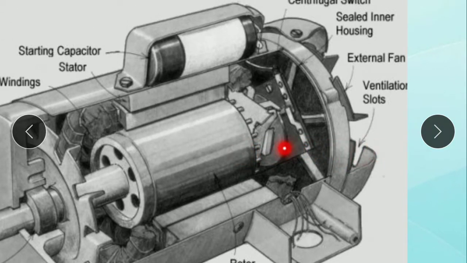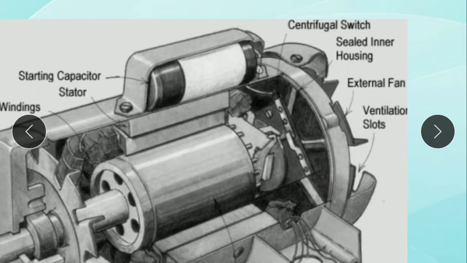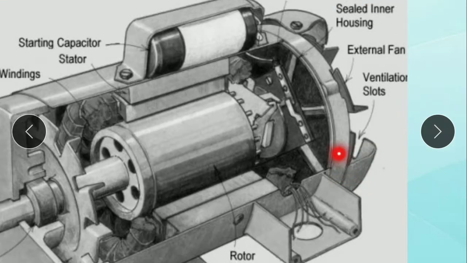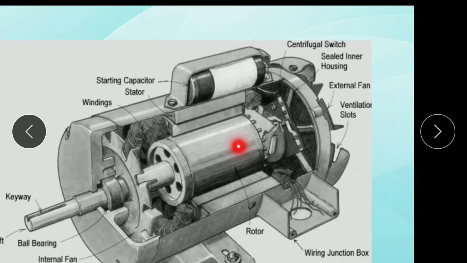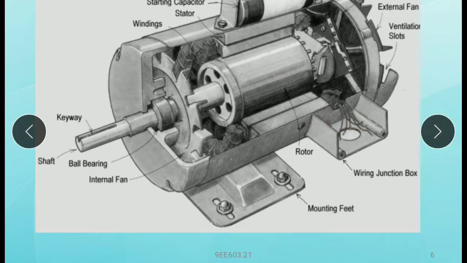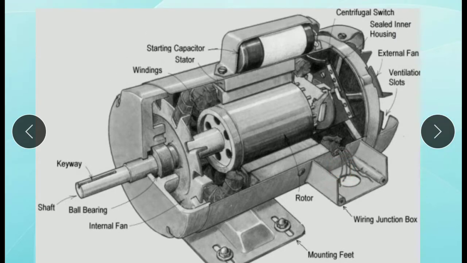And here this is a centrifugal switch, and sealed inner housing. This one is the external fan. So here the ventilation. So this is about the induction motor parts.